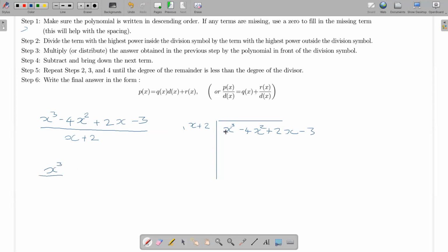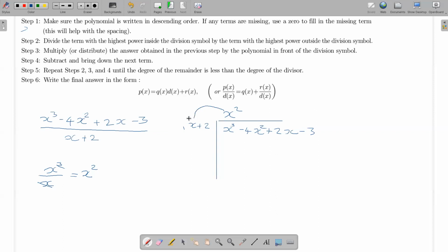Okay, so I divide x cubed by x. I do 3 minus 1, or I can cancel out and I get x squared, no? Highest degree term here is x cubed. Taking the highest degree term and dividing by x gives x squared. Then I write it here.